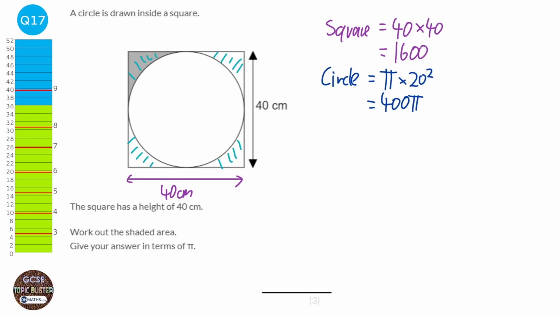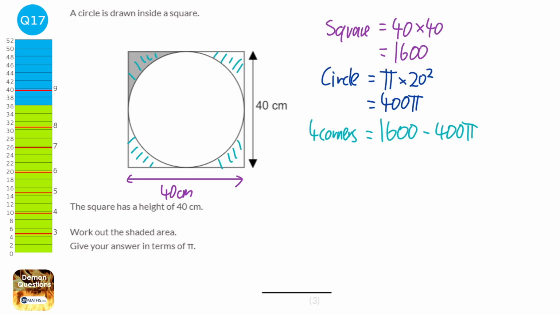So I'll say, like, I don't know, 4 corners. Just try and explain to the person marking my exam what I'm doing. And to do that, we're just going to do the square, take away the circle. So 1,600, take away 400 pi. Now we can't actually do anything more than that. That is our answer. So we just leave it at that.